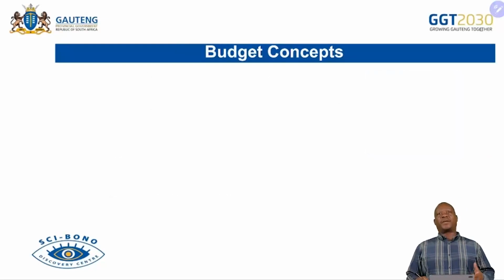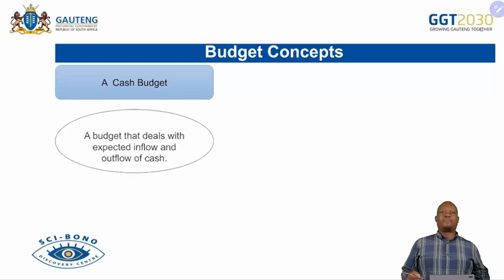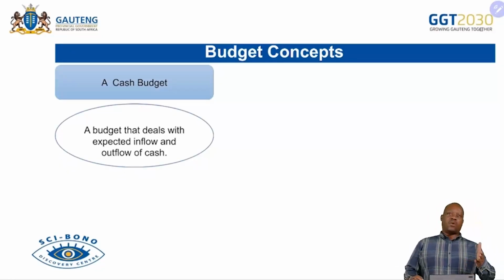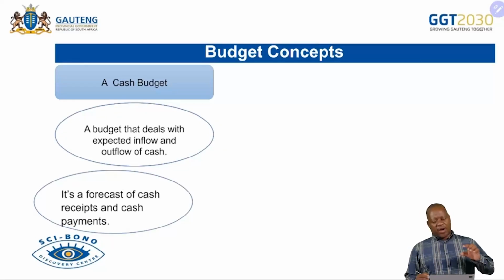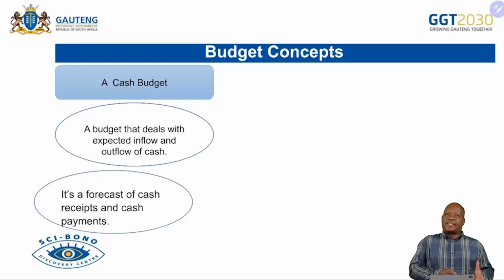To start with, let's go through budget concepts. Now, the first thing that I'm bringing to you is, what is this cash budget? A cash budget deals with expected inflows of cash as well as the outflows of cash. It's a forecast of cash receipts and cash payments. And please take note and underline here, we are dealing with cash.